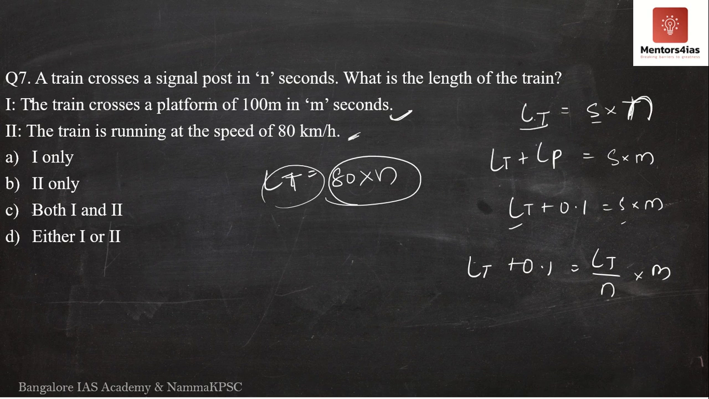Therefore, it is possible for us to determine the length of the train from the first statement or the second statement. Therefore, it is either one or two. Therefore, it is option D, which is the correct answer. Therefore, the correct answer is either one or two.